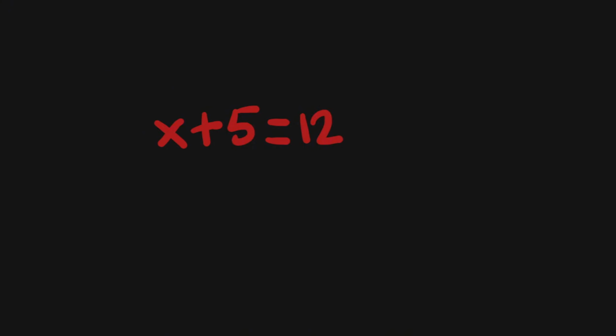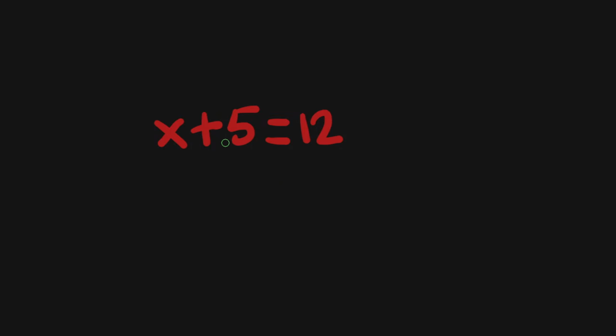So let's actually use this as our first example. So remember, the goal is to get the x alone. So how do we do that? We need to get rid of this 5. How do we get rid of the 5 here? Well, this says plus 5. In order to get rid of it, you need to subtract 5 from both sides of the equation.